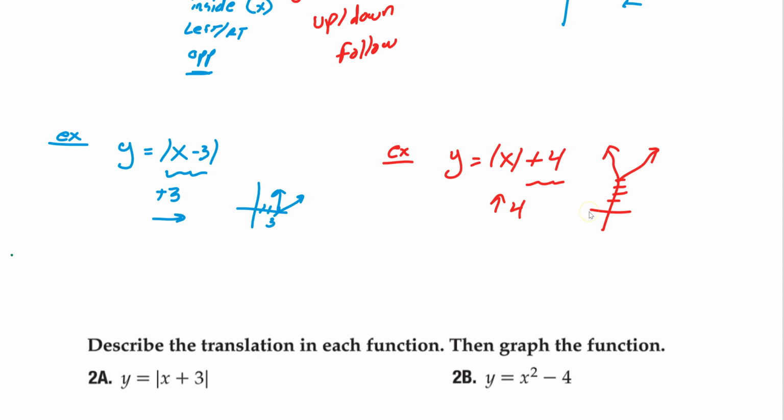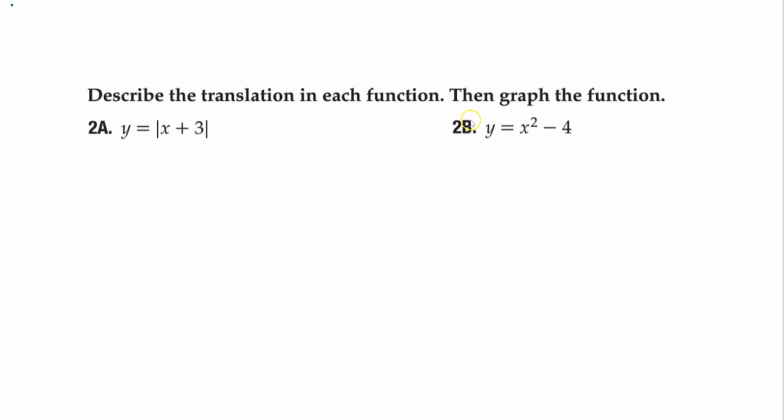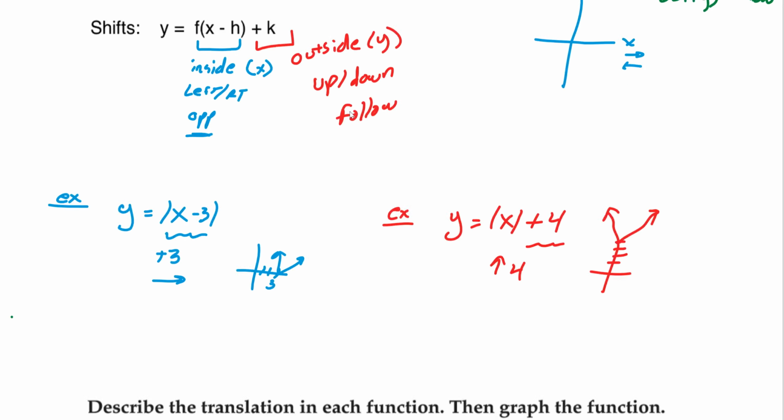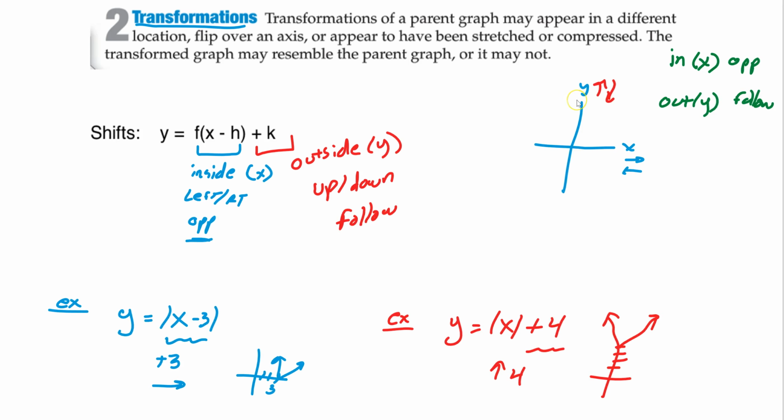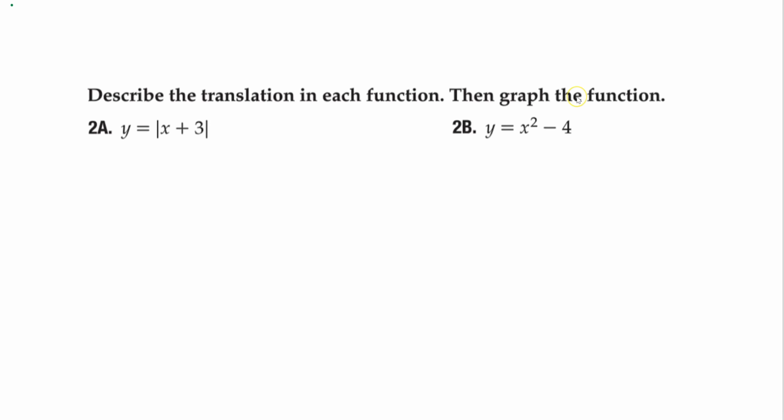Okay, let's practice a couple. Describe the translation instruction and graph the function. Now, the first step is actually always identify what's on the inside and what's on the outside. Because if you do that, then we can follow inside x opposite, outside y follow. So look at these things. This one right here, that's the inside.